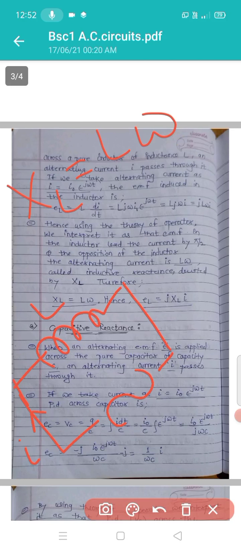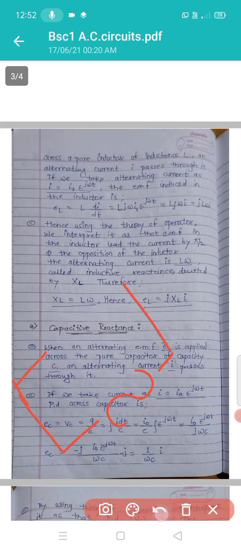And the EMF induced in the inductor is j into XL into I. This will be the EMF induced in the inductor. Understood? What is the inductive reactance? XL is equal to L into omega. Then what is the capacitive reactance? We learned the inductive reactance XL is equal to L omega. It is important regarding your examination.